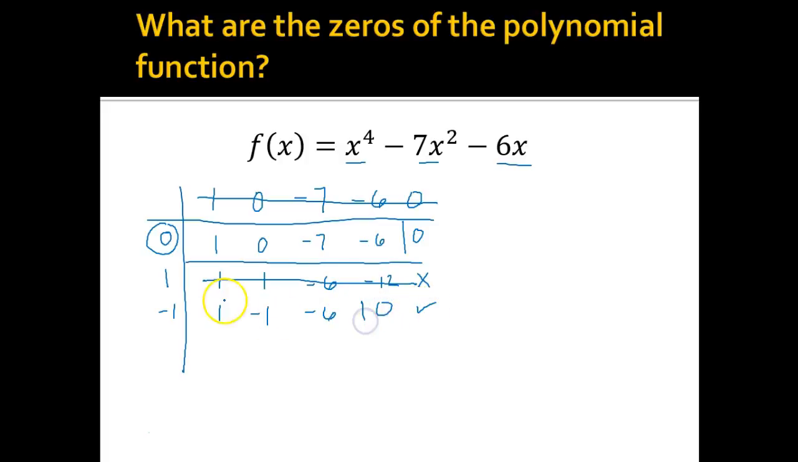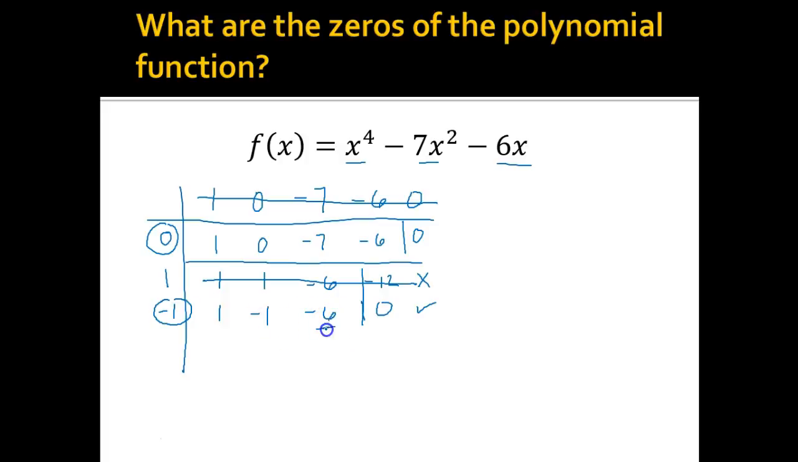So the remainder is 0, and -1 is a root, or is a 0. It's a zero of this polynomial function. Okay, so now we're down to 2 left. We've got 3 coefficients left, and we could keep on doing this. We keep doing the guess and check.